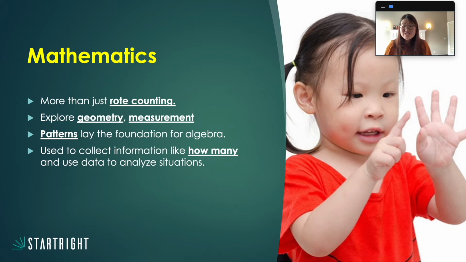Mathematics is more than just rote counting. Rote counting means reciting numbers without understanding the meaning of it. So as young as 1 and 2 year old children, they know how to rote count 1, 2, 3, 4, 5, 6, 7, 8, 9, 10. And then when you ask how many fingers do I have, they're like, 10. It means that children don't understand the value of it yet. So numbers is more than rote counting.